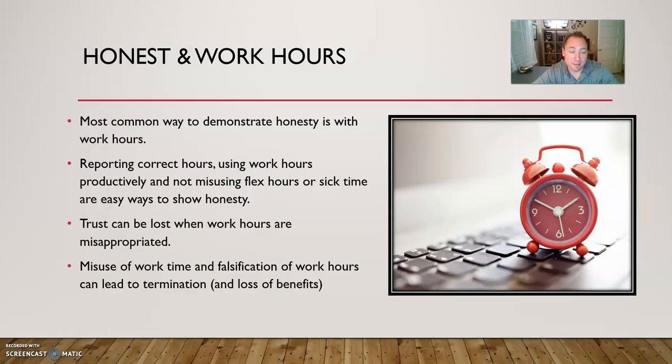Okay? And on top of earning yourself mistrust from superiors and other employees, misuse of work time and falsification of work hours can lead to termination. And you can also lose your benefits, pension plan, sick time, vacation time, right? And any other benefits such as health insurance that are associated with your job.